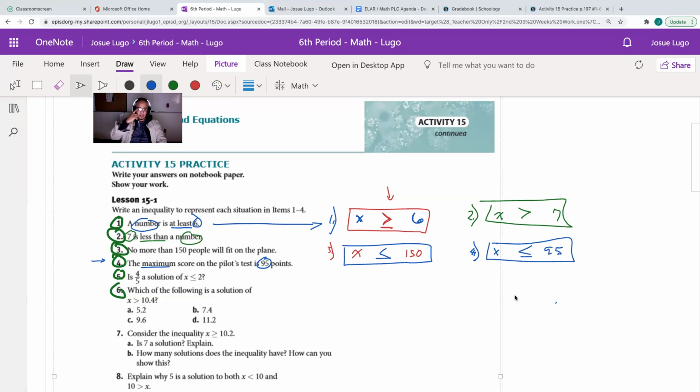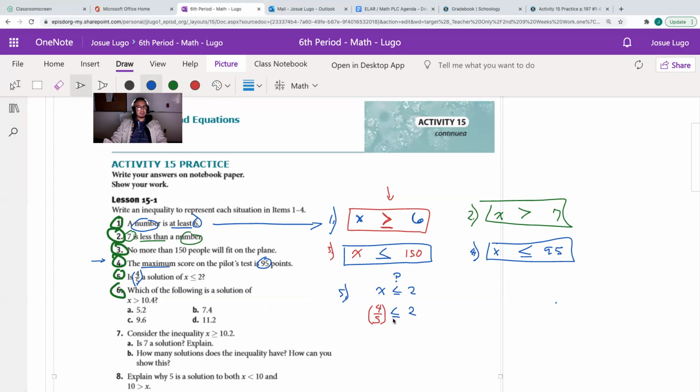Pretty simple. Look at number 5, though. Number 5 is simply asking, is 4/5 a solution to this inequality? x is less than or equal to 2. In other words, it's saying if we use 4/5 instead of x, is this a true statement? So is 4/5, I'm substituting it instead of x, less than or equal to, one of the two, the number 2?